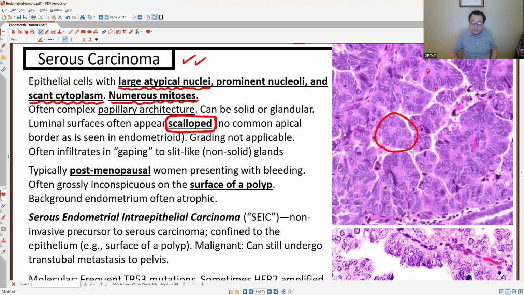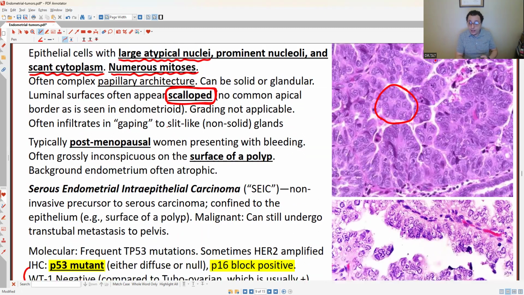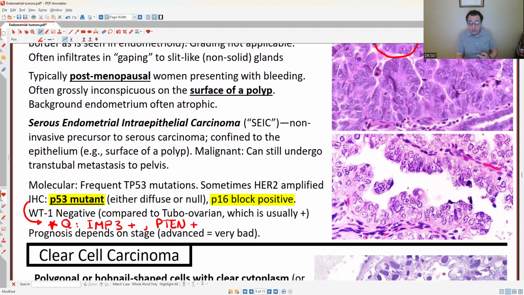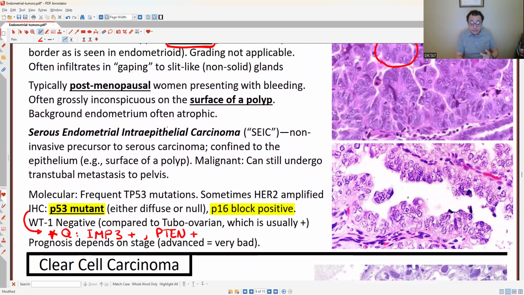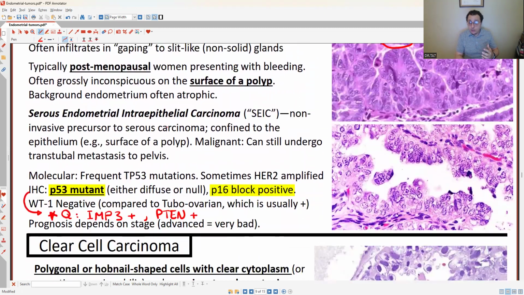However, I always rely on this as the key to train your eye on how serous carcinoma looks: the scalloped luminal border. See, look at this lumen. See how the lumen is very irregular. It's extremely, extremely irregular, as you see right there. That's what they mean by a scalloped, irregular luminal border.